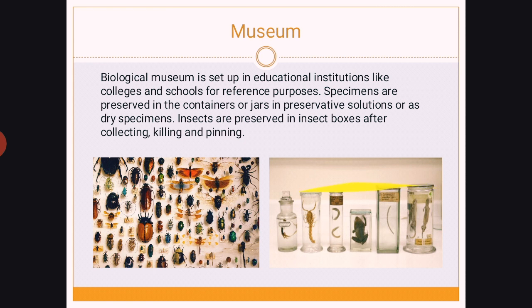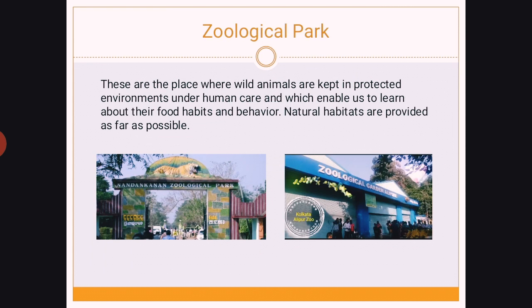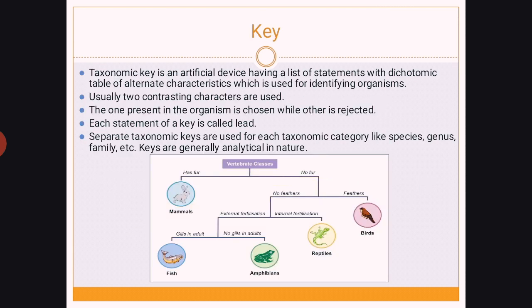The next is Zoological Garden or Zoo. Here living wild animals are kept in protected areas to learn about their behavior, food habits, etc. Natural habitats of them are tried to be provided as best as possible. And the final aid is the taxonomical key. It is an artificial device which is mainly used in identification.